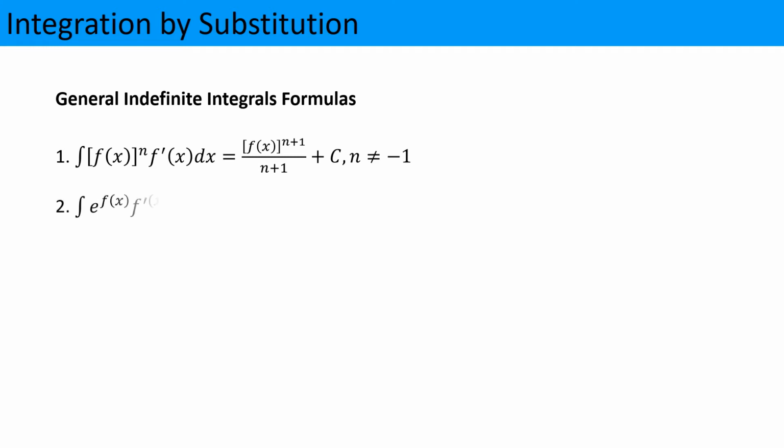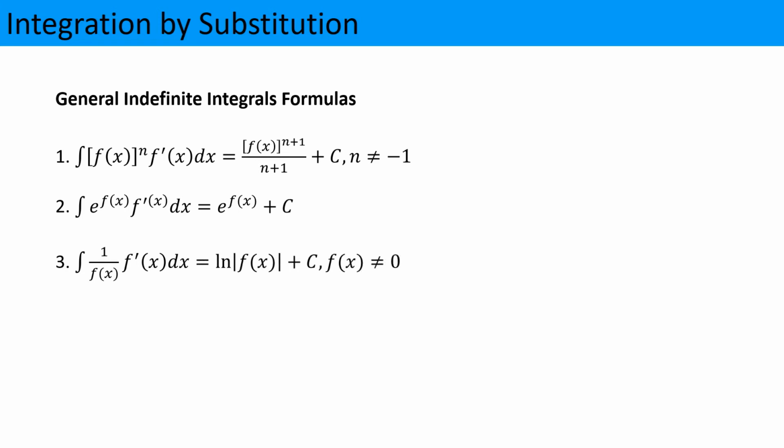The integral of e to the f of x, f prime of x dx is equal to e to the power of f of x plus c. The integral of 1 over f of x, f prime of x dx is equal to, as you would expect, the natural log of the absolute value of f of x plus c, provided that f of x and 0 are different.